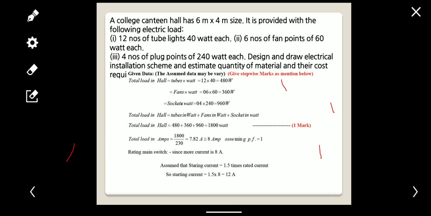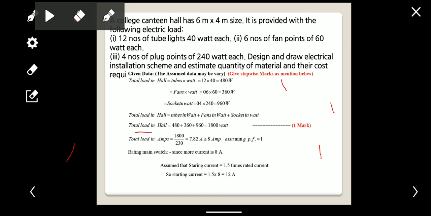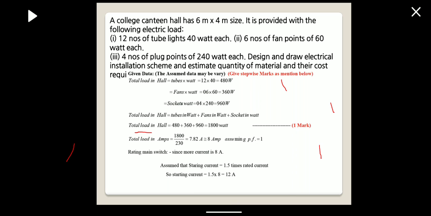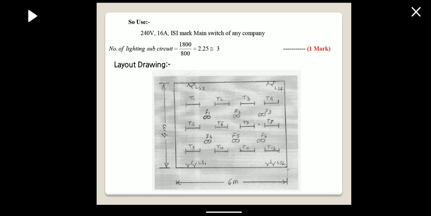So starting current is equal to 1.5 into 8, which is equal to 12 ampere. Now for the 12 ampere, use a 250 volt 16 ampere ISI mark main switch of any company. So the main switch rating is 16 ampere 250 volt. The number of lighting sub-circuits is the total load 1800 divided by 800, so 3 lighting sub-circuits are required for this.